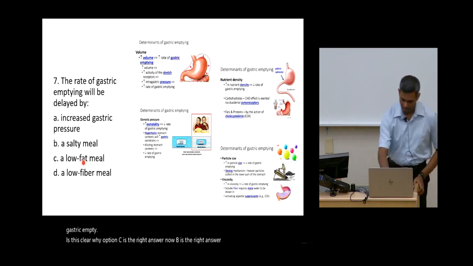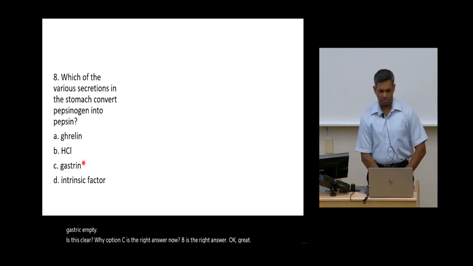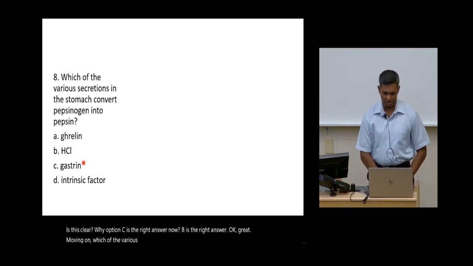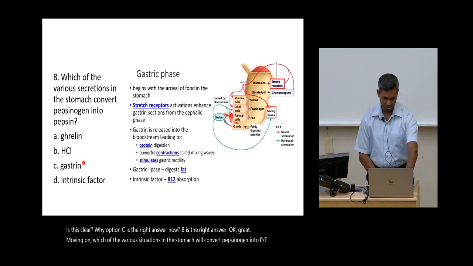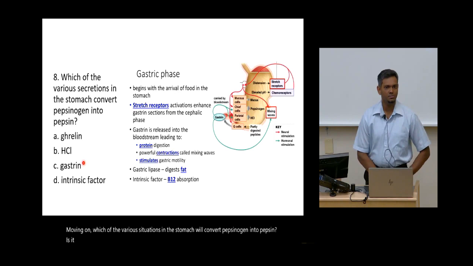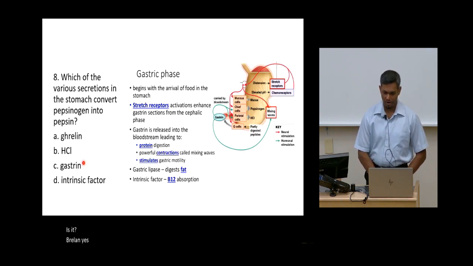Moving on, which of the various secretions in the stomach will convert pepsinogen into pepsin? Is it ghrelin? Yes? Okay. What about gastrin?